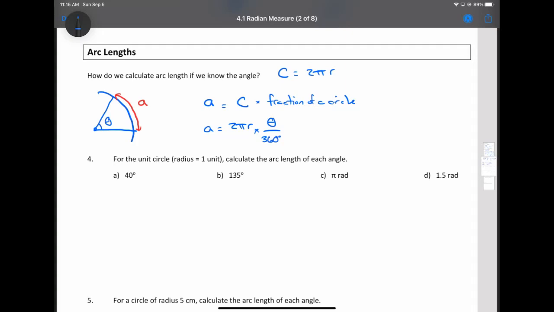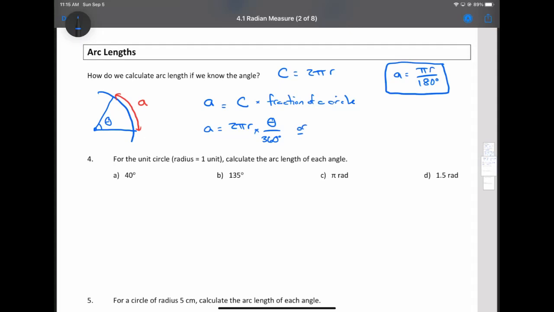And we can simplify that a little bit. I'm going to do it over here: a equals, the 2 and the 360 are both divisible by 2, so I can just say it's pi r over 180 degrees. So that's how to find an arc length of an angle given in degree measurement.